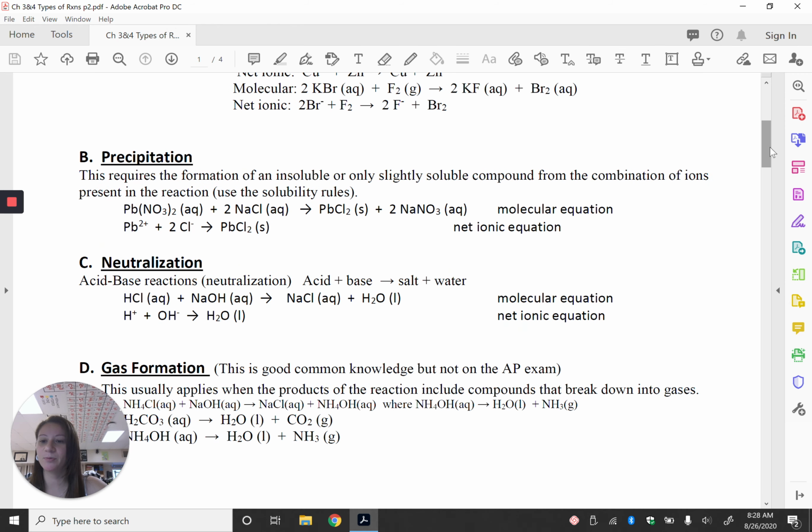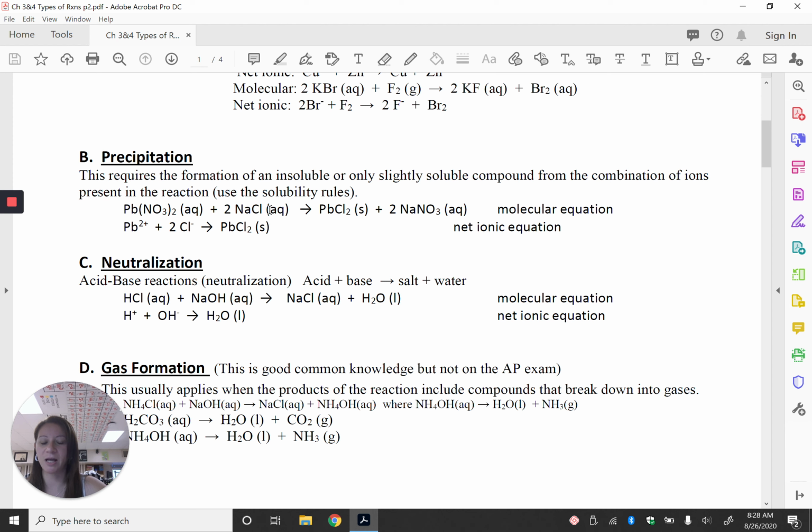The next type is precipitation reactions, and this is basically double replacement. It's just a new name for double replacement. Double replacement is kind of encompassing. It encompasses precipitation, neutralization, even something called gas formation. So to be just a little bit more specific, we're going to call it precipitation. So this is our classic double replacement.